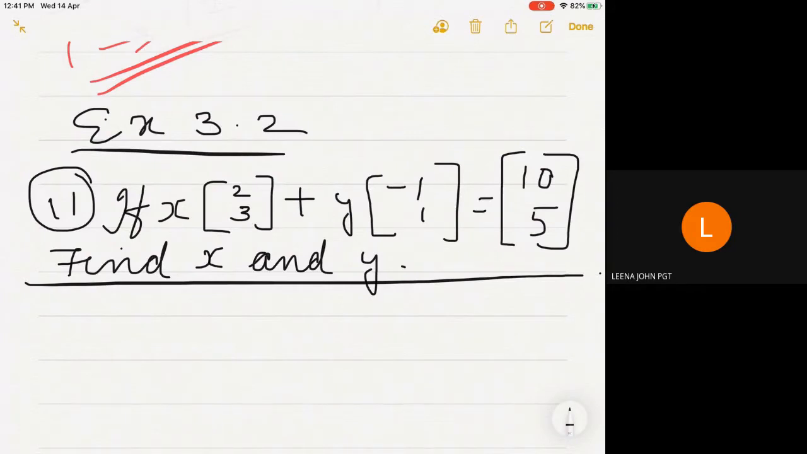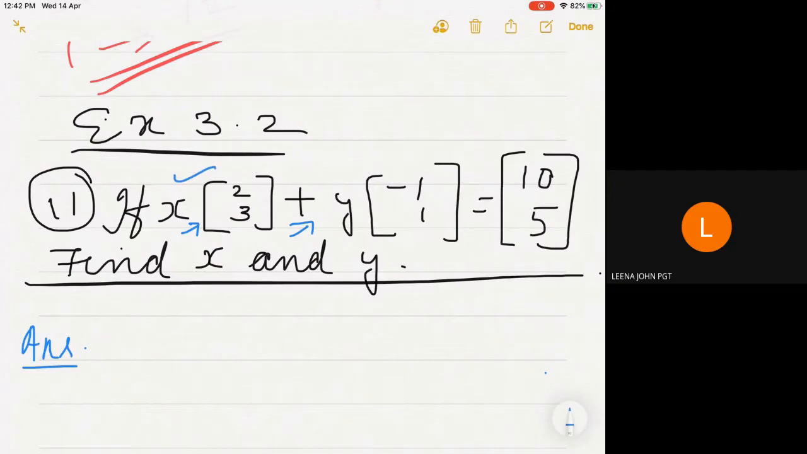Here you can see many operations on matrices. The first one is x into. Here what we mean is this into is a scalar multiplication and the other operation here is addition. So the scalar multiplication, how it is defined is, if you are multiplying a matrix by a scalar, then every element of the matrix is to be multiplied by that scalar.